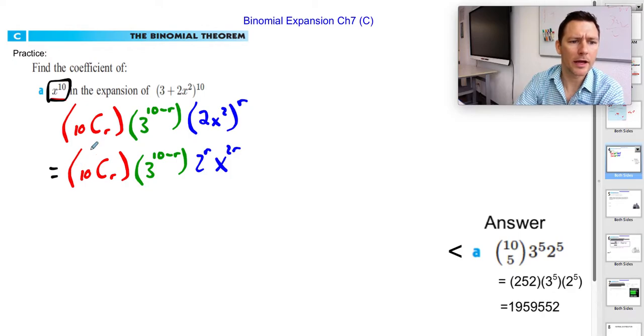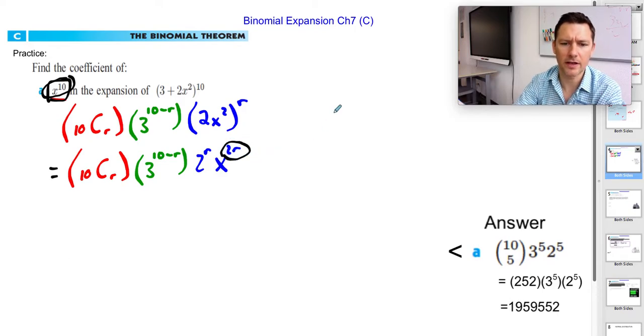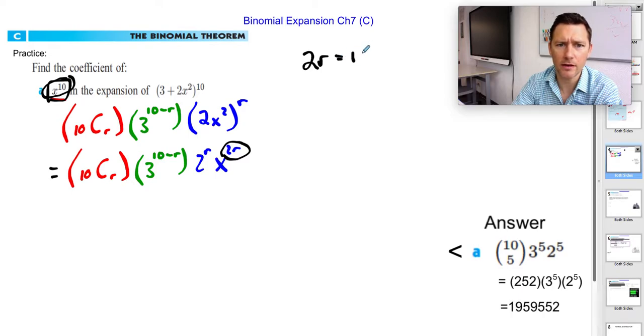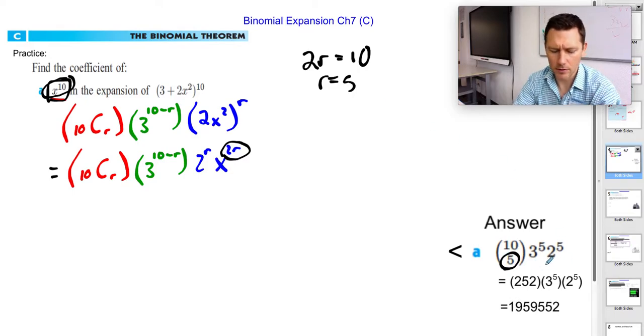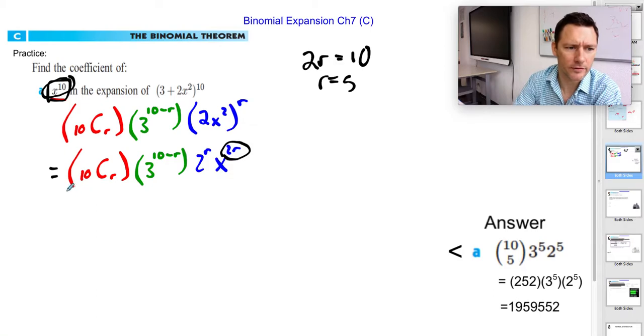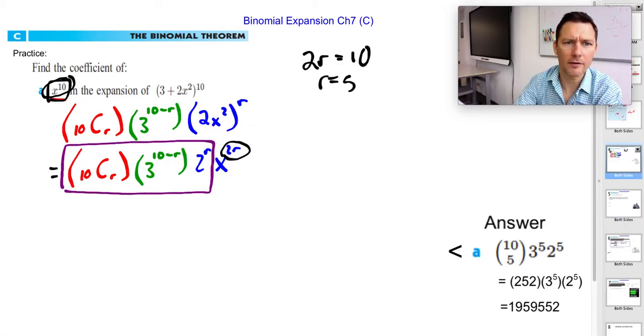So I know our exponent is 10 when this is equal to 10. So when is 2r equal to 10? Well, when r is 5. And this is a good sign, right? So therefore I want r to be 5. So then we calculate what happens to all of this when r is 5.